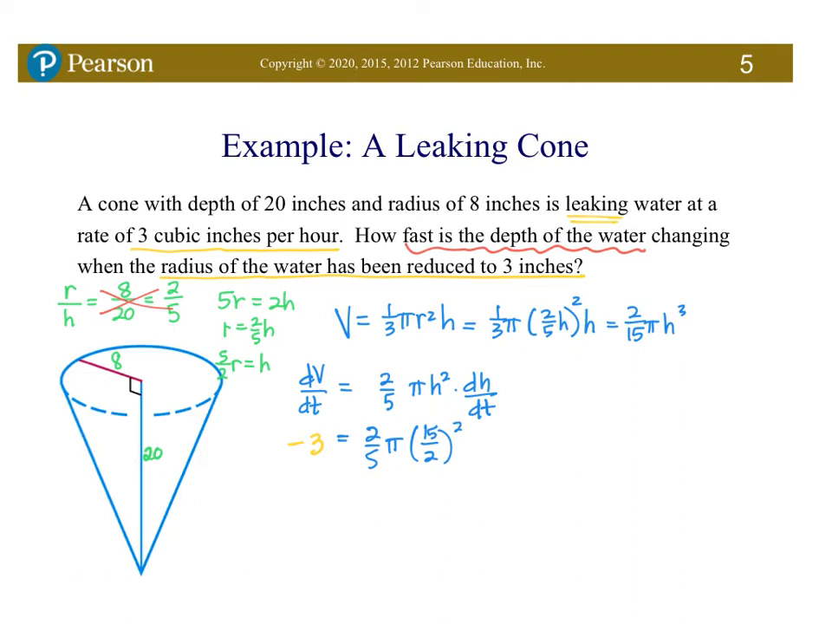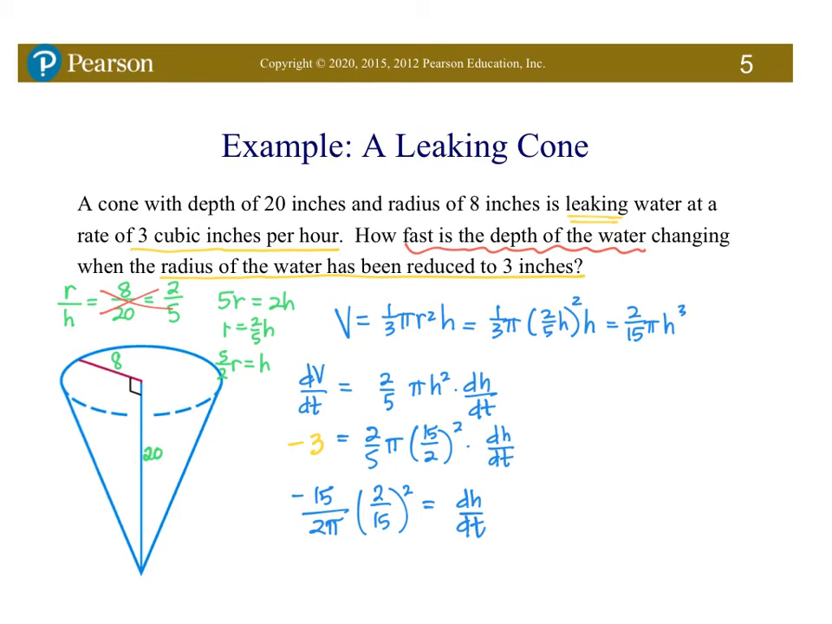Quantity squared times dh/dt. And now it just becomes a matter of doing the algebra to solve this. So we'll multiply everything by 5. That'll give me -15. I'm going to divide by 2 pi. And I'm going to multiply by the reciprocal, 2 over 15 quantity squared. And that would give me what's left of dh/dt.